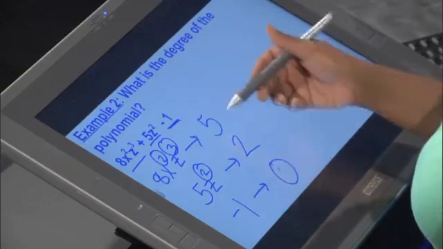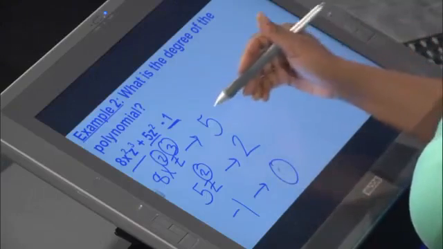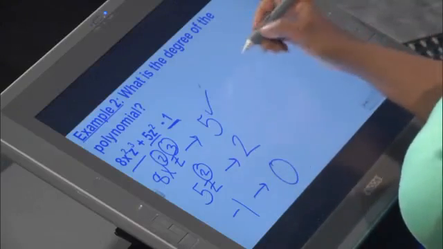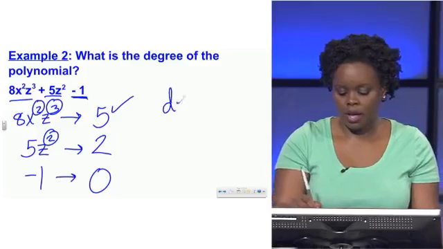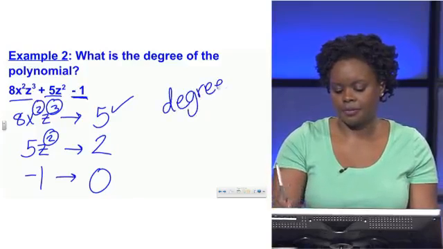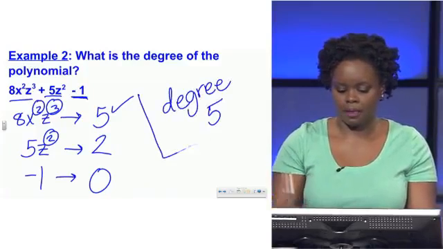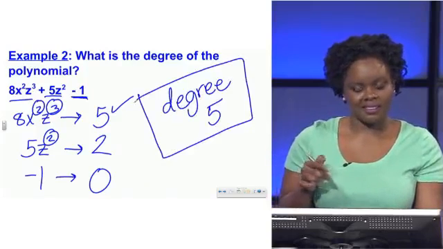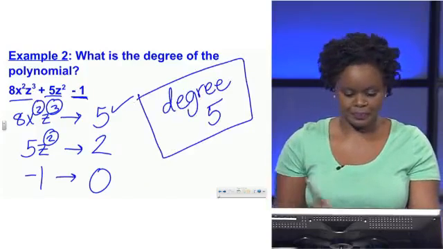So now check out all your degrees. Which one's the biggest? The 5. So let's say, all right, this polynomial has a degree of 5. All right, let's keep going.